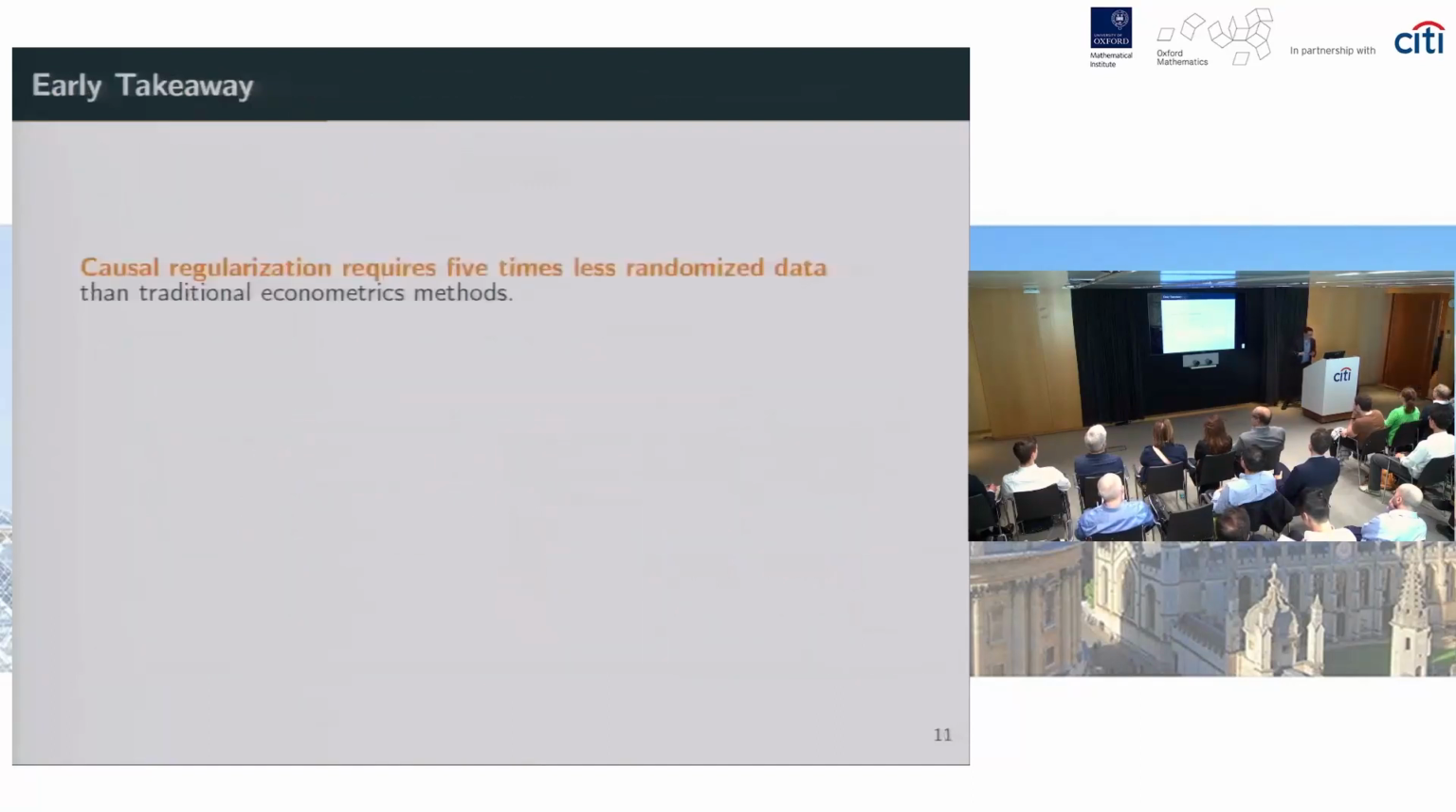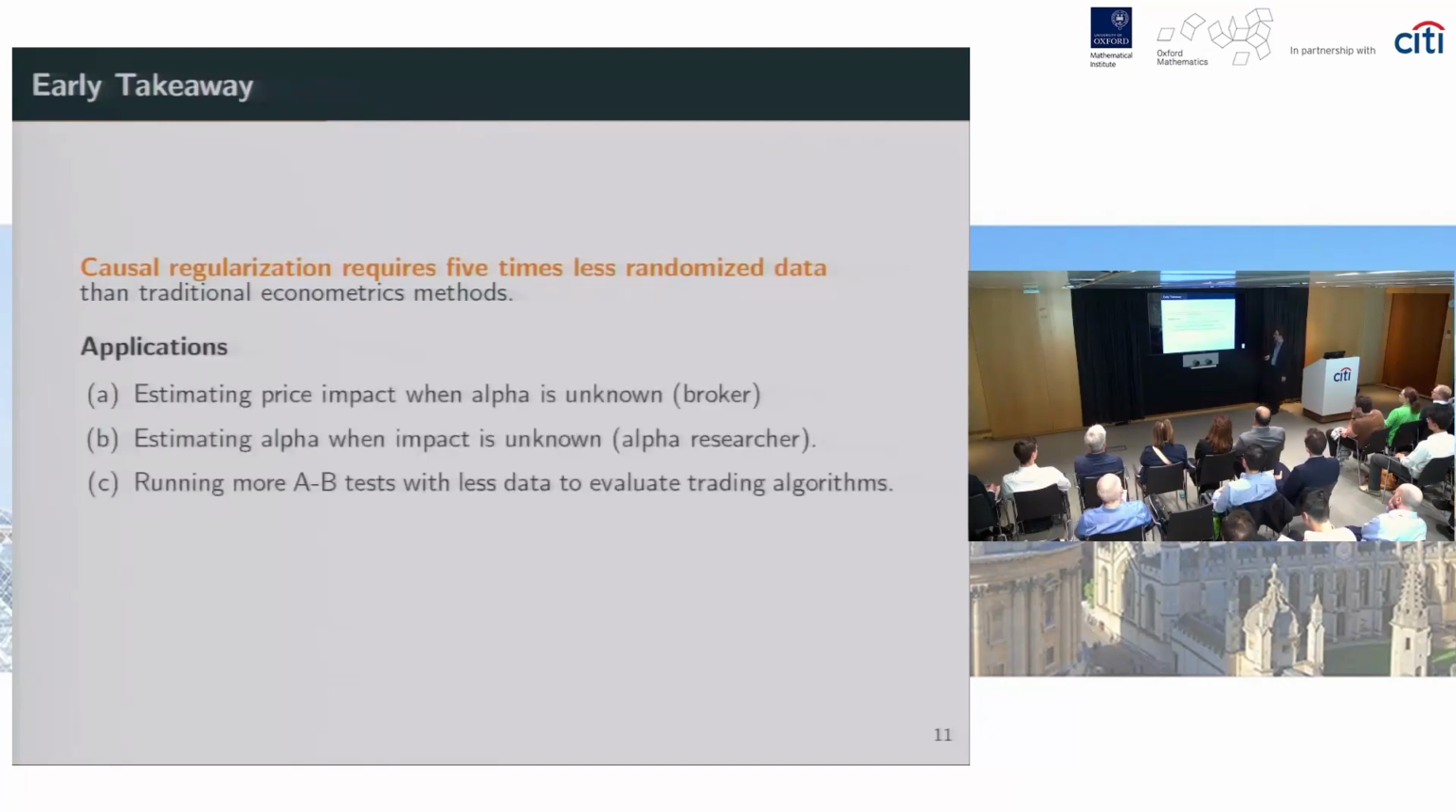Okay, so early takeaway, again, I'll repeat these points: causal regularization essentially will use about 5 times as little randomized data to come to similar conclusions. And we think it has applications in all kinds of trading problems, but just to give some examples, a broker who is trying to estimate price impact, not knowing the client's alpha, is kind of our canonical example of an application. But you could do the opposite problem, which is I'm an alpha researcher at a fund.